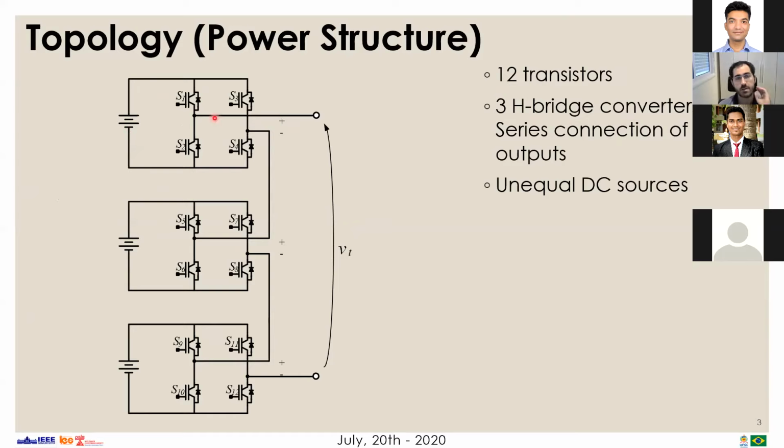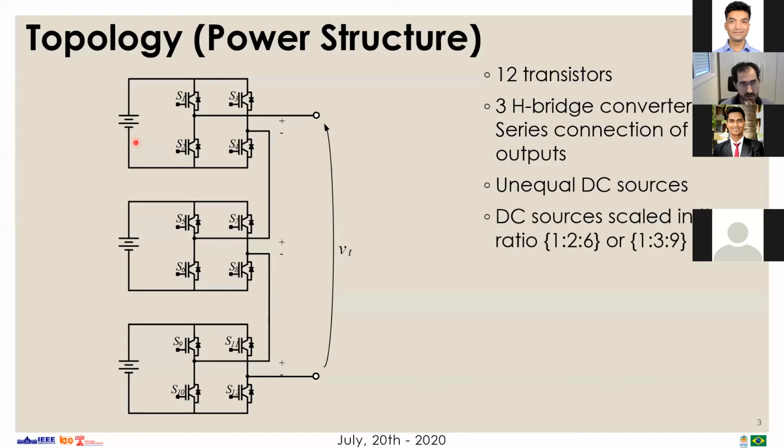A feature of this topology is that it uses unequal DC sources. These DC sources are scaled in the ratio of 1:6 or 1:3:9. It means that if you have here a voltage equal to VDC, this voltage here must be 2 times higher than this, and this must be 6 times higher than this. This makes the topology scaled in 1:6. Or alternatively, you can have 1:3:9, and it means that the voltage is scaled in such an order, 1:3:9. Okay? These are some features of the topology. We have unequal DC sources, and they must be isolated from each other.